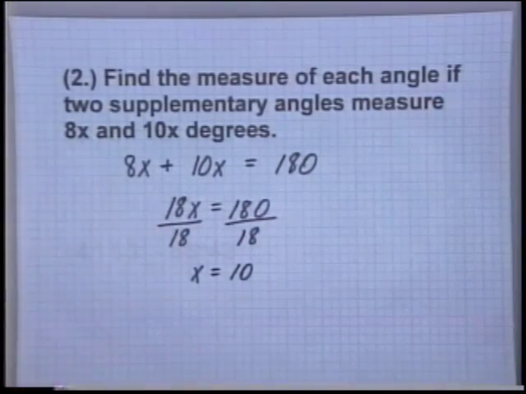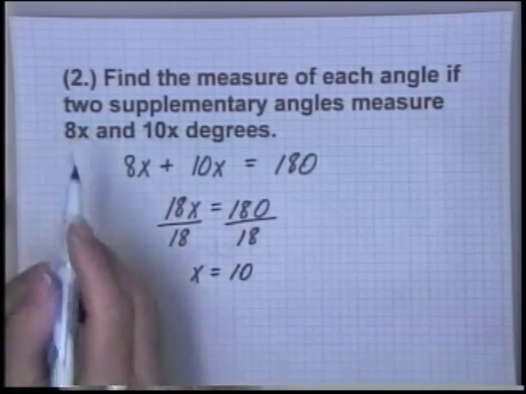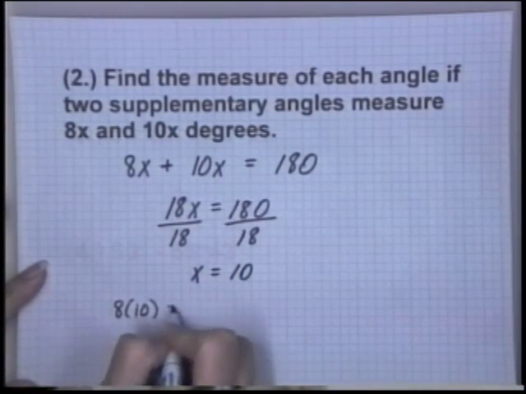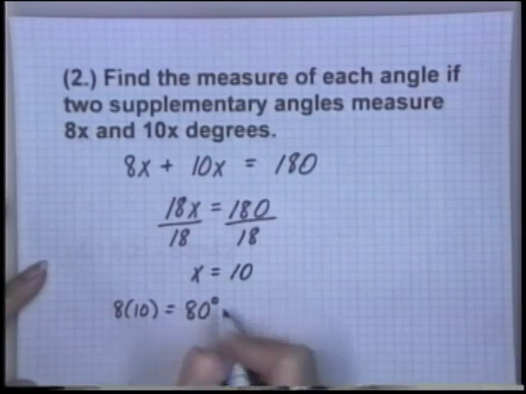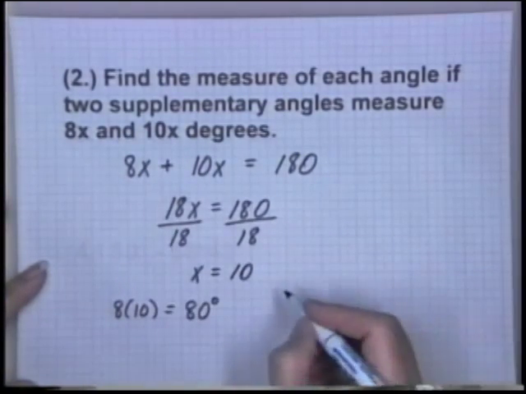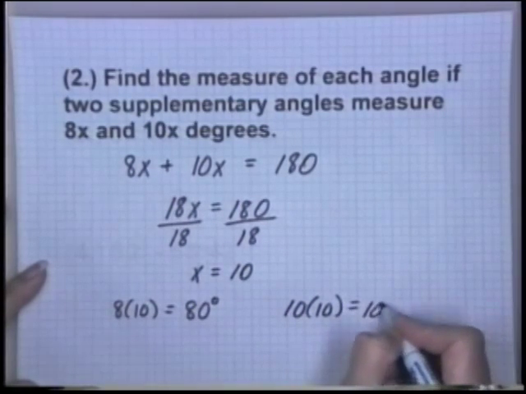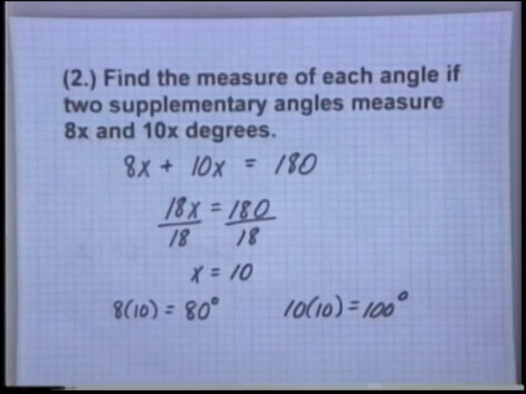It asks us to find the measure of the two angles. So one angle, 8x, would be 8 times 10, or 80 degrees. And the other angle, 10x, would be 10 times 10, or 100 degrees. And sure enough, 80 and 100 are supplementary angles.